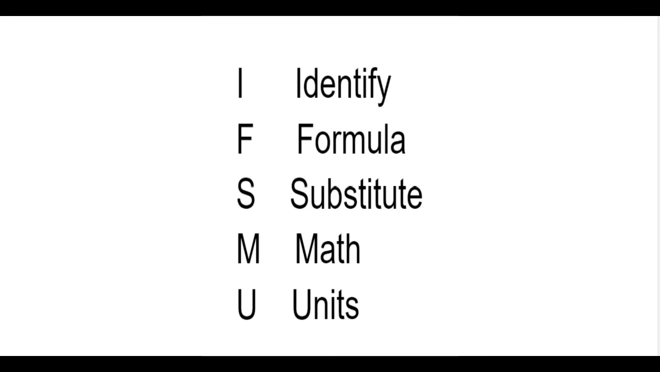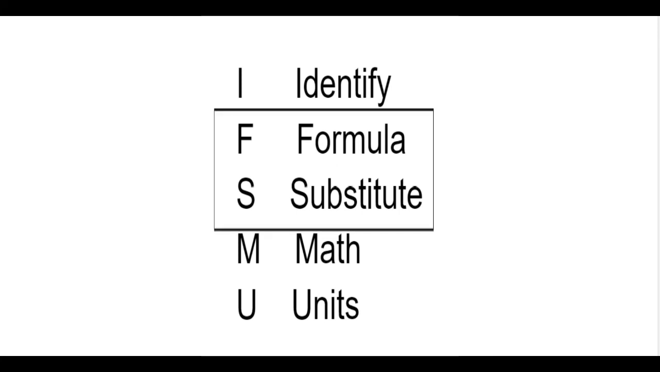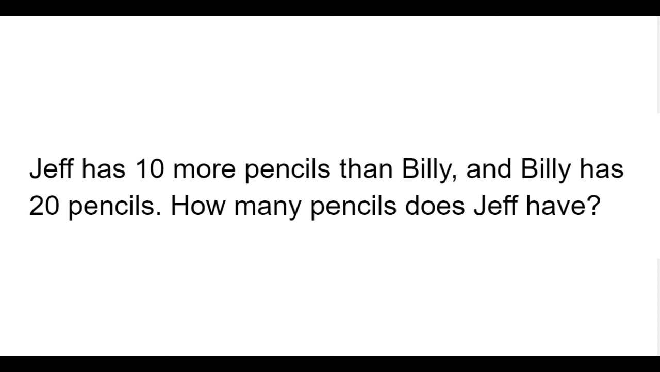For simpler word problems, you could combine F and S into one step as well as M and U, but for larger problems it is best to not combine them to decrease errors. Here is an example. Jeff has 10 more pencils than Billy, and Billy has 20 pencils. How many pencils does Jeff have?